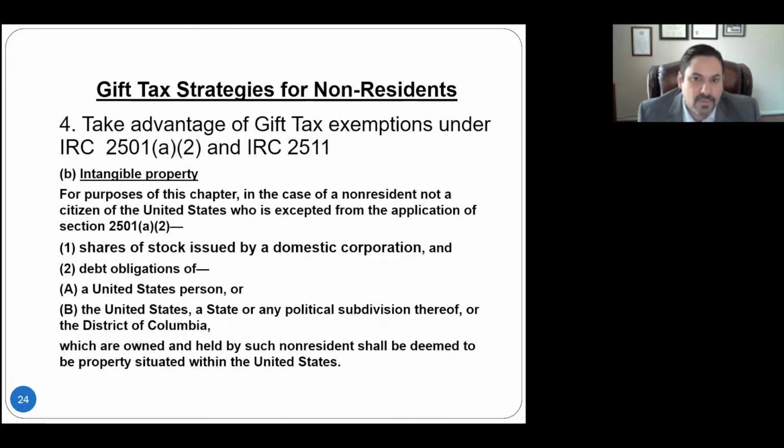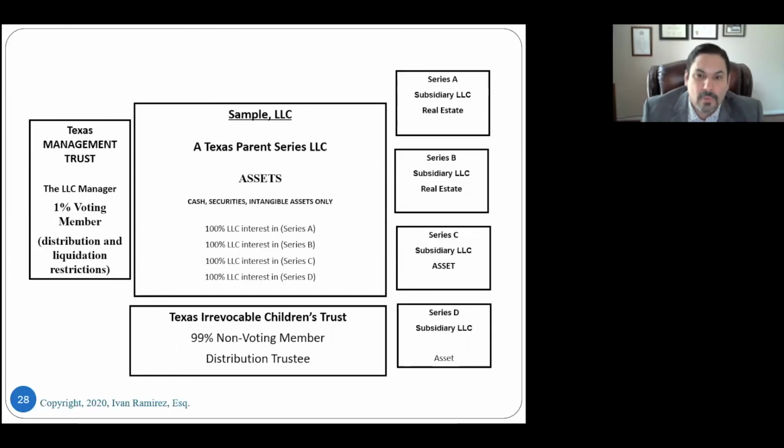We can make gifts of intangible property, which are corporate shares, exempt for non-residents for estate tax purposes. I'm sorry, gift tax purposes. So we go back to the chart. We make gifts of, oh, by the way, this LLC is taxed as a C Corp, so it's a corporation. And we make gifts of corporate shares to a children's trust while the client is alive. So again, for non-U.S. residents, this gift of corporate shares falls within the code definition. It's exempt for gift tax purposes.